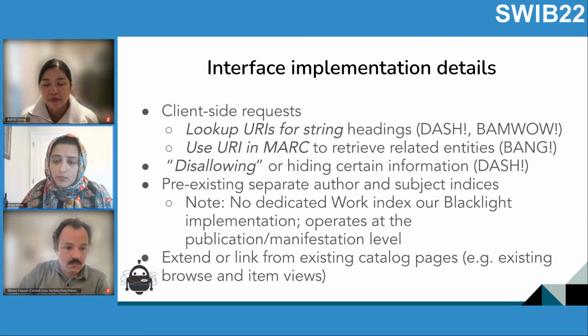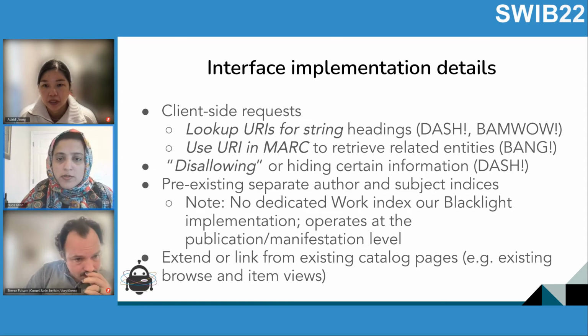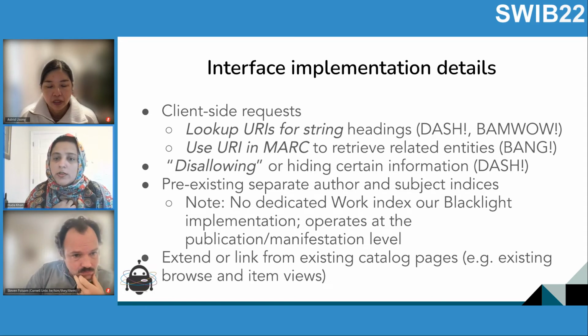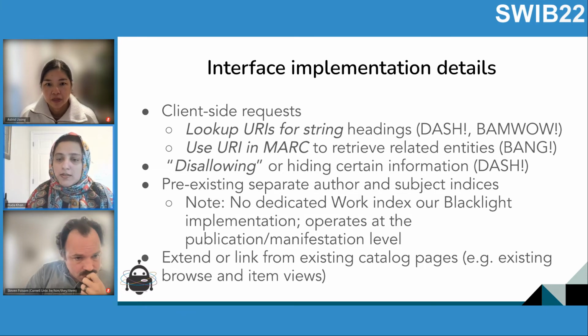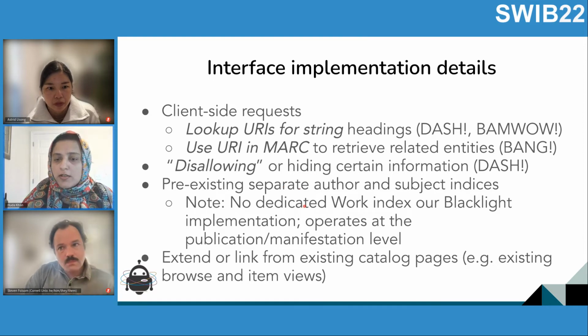And so a quick overview of the implementation details. I think it's important to note that, again, we're mostly working for a lot of these phases from the string headings that are already available in the catalog, then trying to look up URIs and making those URIs our method of being able to retrieve related information. In the case of the work we did with BIBFRAME, we're actually using the URI in MARC, and I'll talk about that in a quick second.